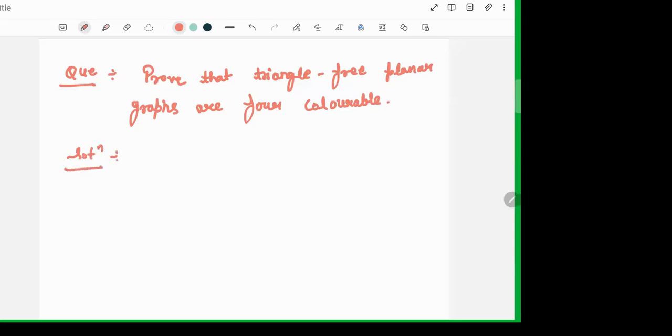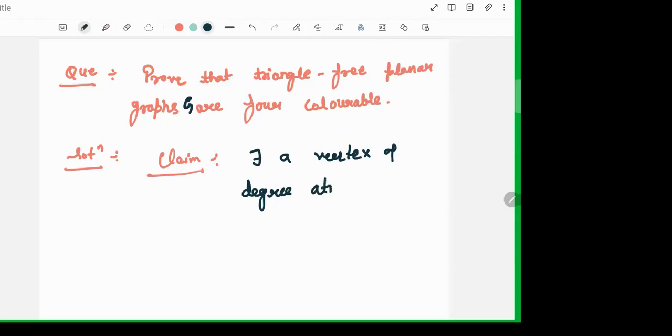The hint given in this problem is to prove that there exists a vertex of degree at most 3, using the discharging method. So first let's prove this claim he is suggesting. There exists a vertex of degree at most 3 in a graph. Let's name this G. There exists a vertex of degree at most 3 in G. So can you prove this?